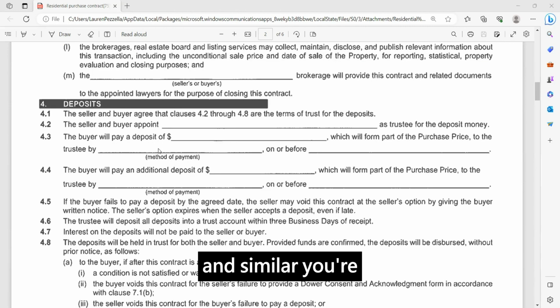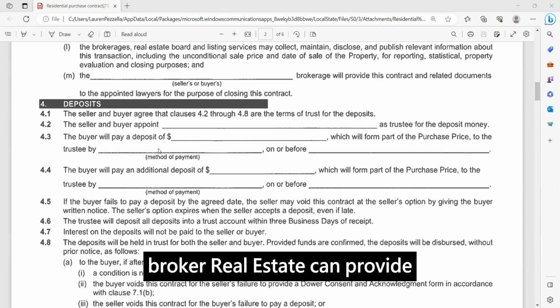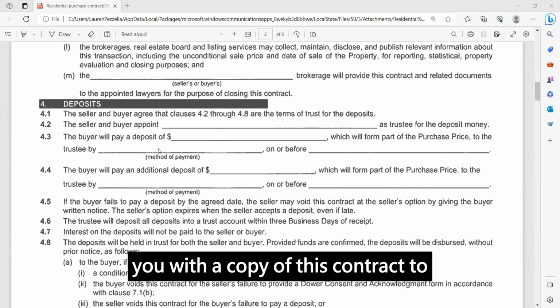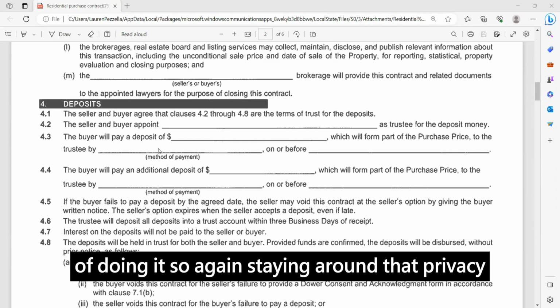And similarly, you're again agreeing that the broker or real estate agent can provide you with a copy of this contract to the lawyer for the purpose of doing it. So again, just getting around that privacy release issue.